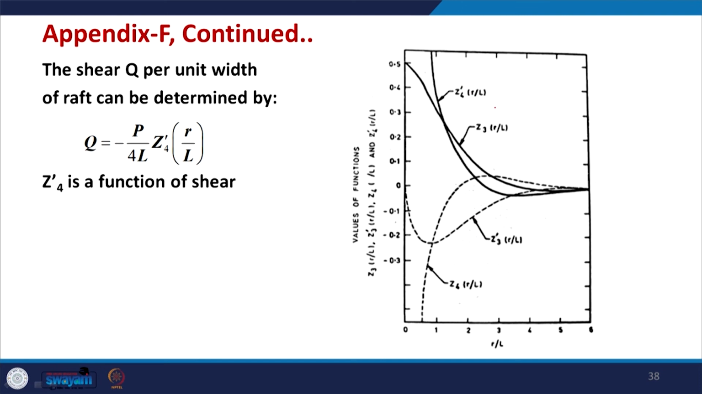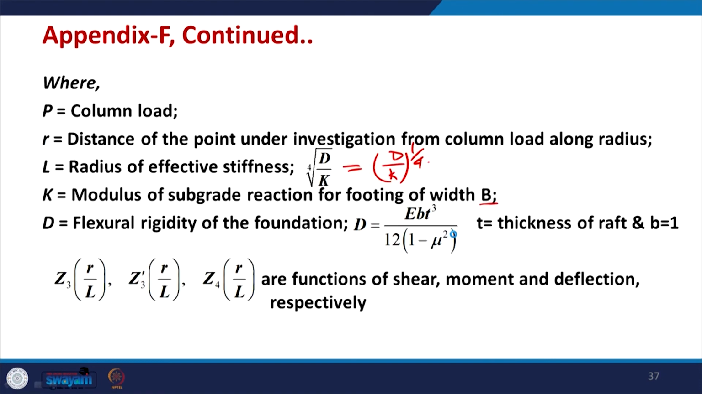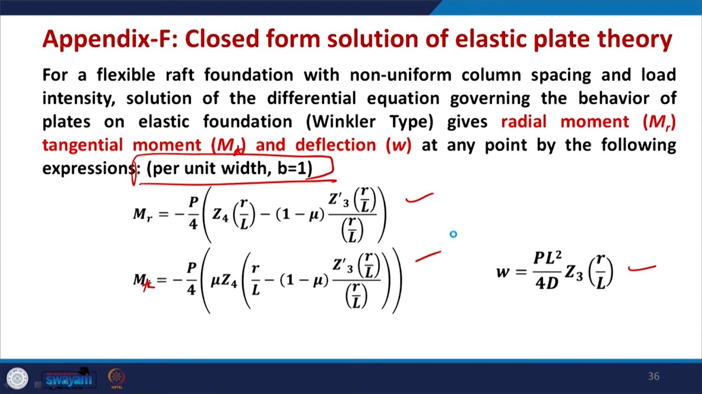The values of these can be calculated from this graph, where R by L is given on the x axis, varying from 0 to 6. Once you select the value of R by L, you read from this chart the values of these four functions. Once the values of these four functions are known, we substitute back in these equations of appendix F, and then you calculate the moment, deflection and shear, and these are used in the design of the flexible foundation by the general method.